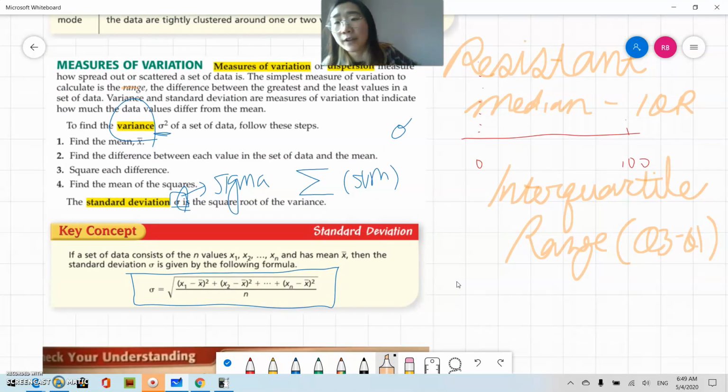And the range is a single value. I know you guys are used to a range like, it's from 5 to 10. That's not range in statistics. In statistics, range is a single value. Range is maximum minus minimum, right? If your minimum is 5 and maximum is 10, then the range would be just 5. That's what range is in statistics.